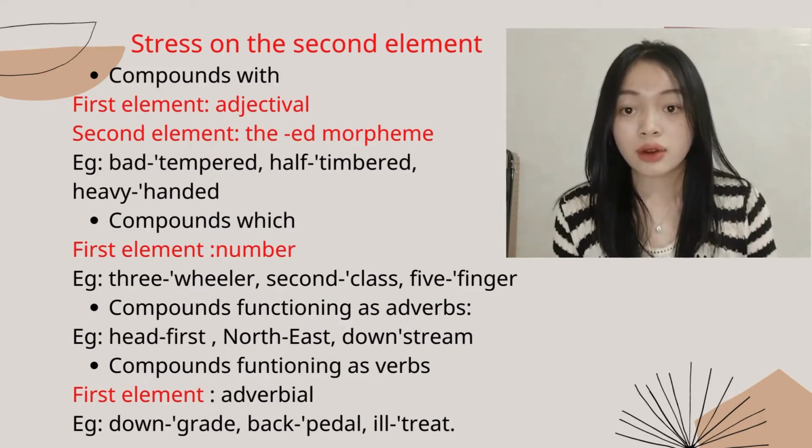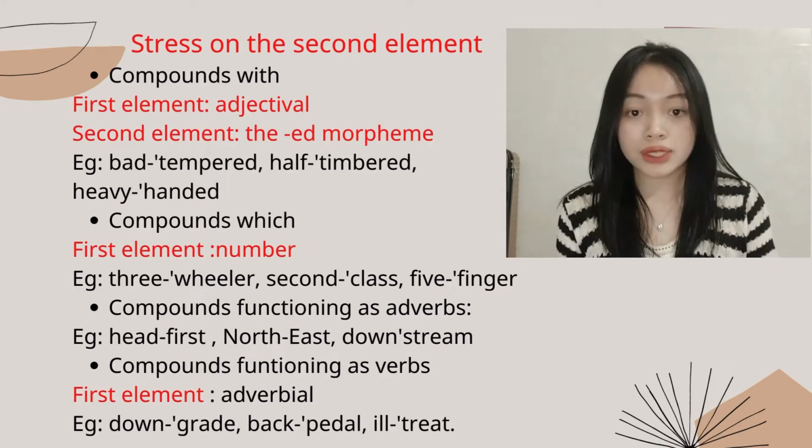Second class, 5 finger. Compound fastening as at first. Example, head first. Now is downstream. Compound fastening as verb. First element at first barrel. Example, downwards. Back barrel. Use this.